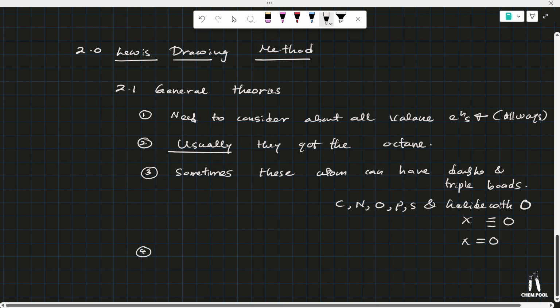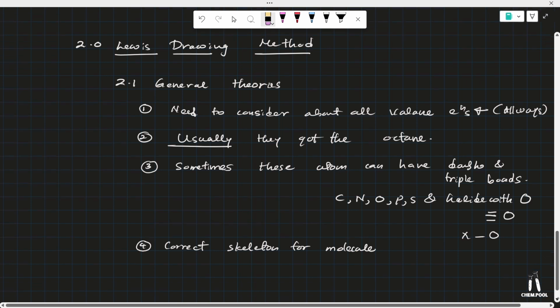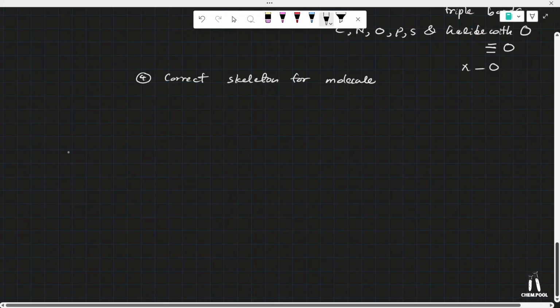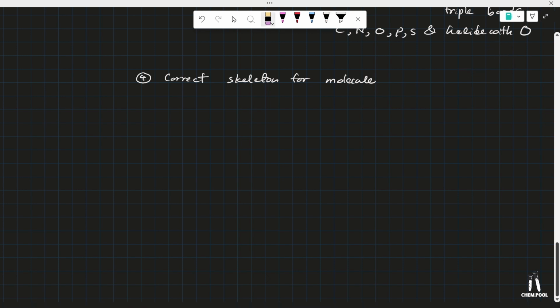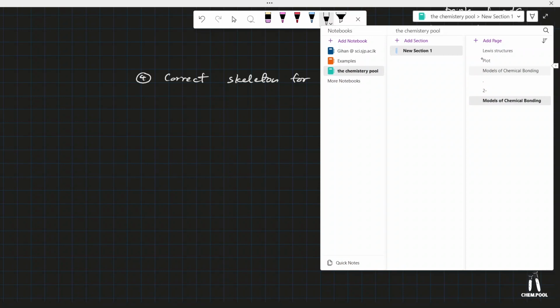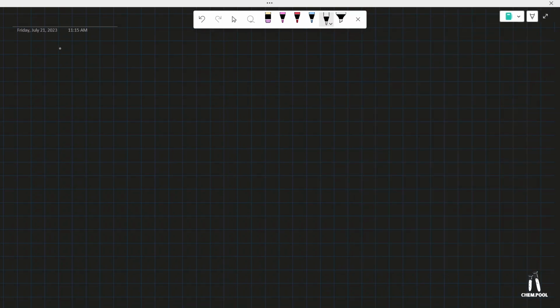Another one is we need to know or draw correct skeleton for molecule, right? These are the basic theories for drawing of Lewis structure. Then I'm going to describe the method by using example number 1. My example is nitrite ion. I'm going to another page, new page, right? This one, nitrite, example 1.